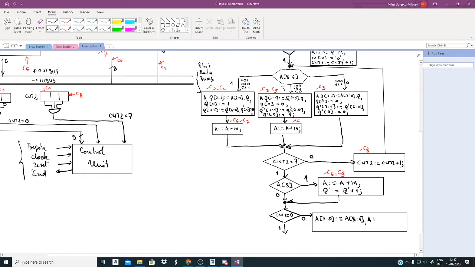A of 8 will be 0, right? So it's a logical shift. And at the same time, we decrement the counter. CNT1.